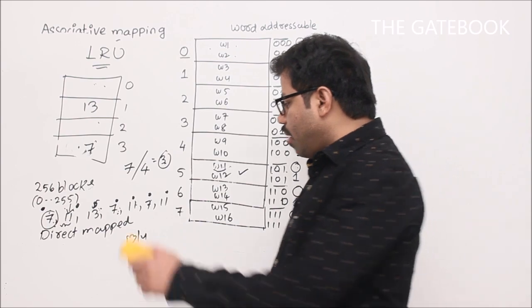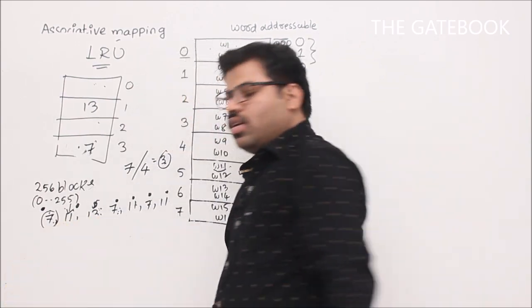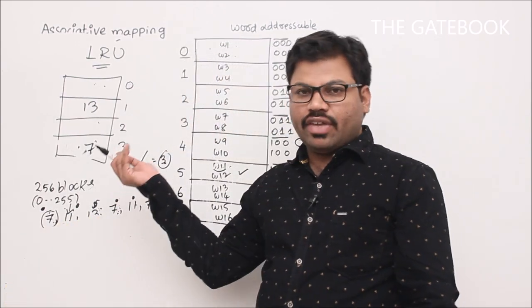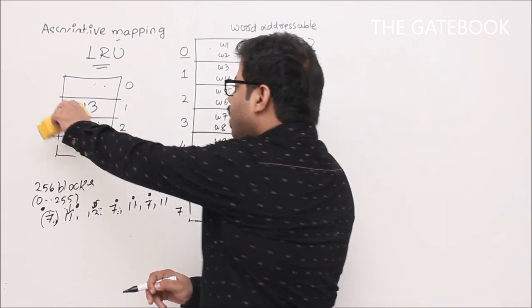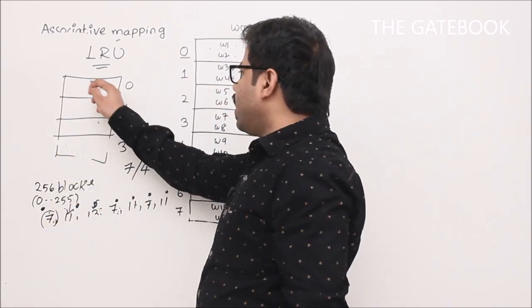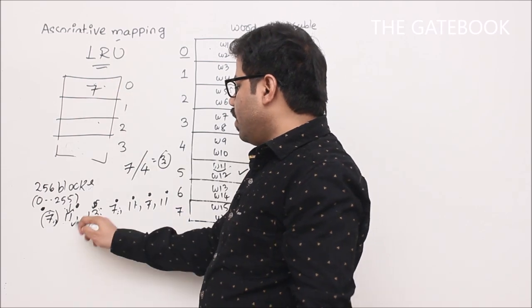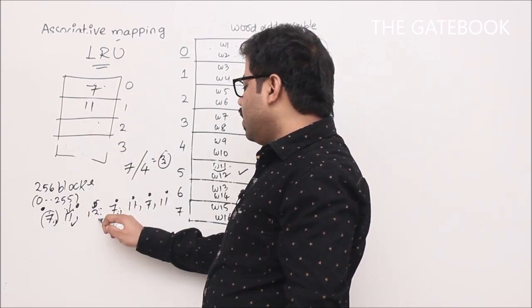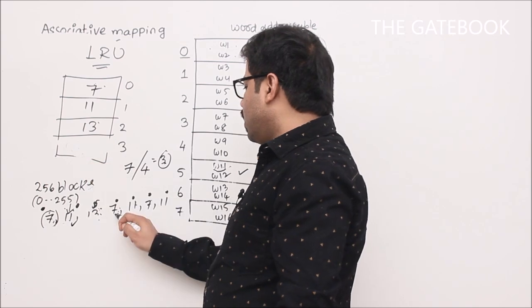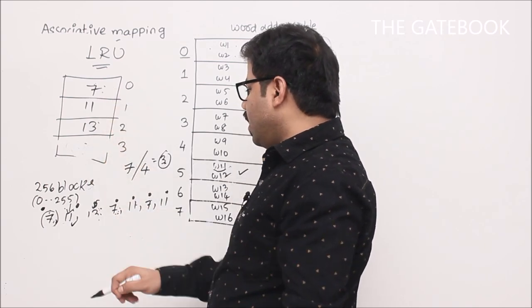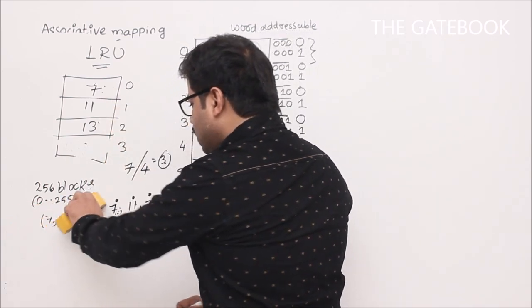If it is associative mapping, we'll see what is going to happen. So no division, nothing. Anyone can go anywhere. So 7 can be kept anywhere. Assume that we are keeping 7 here. Now 11, anywhere you can keep, here. Then 13, keep here. Then 7 again, already it is there, so hit, right?